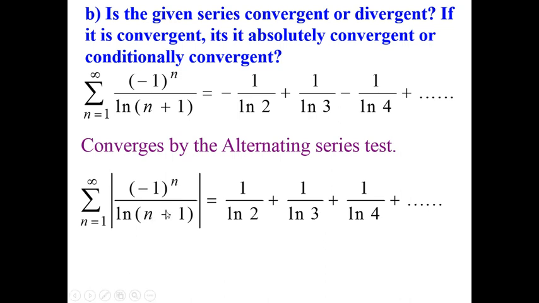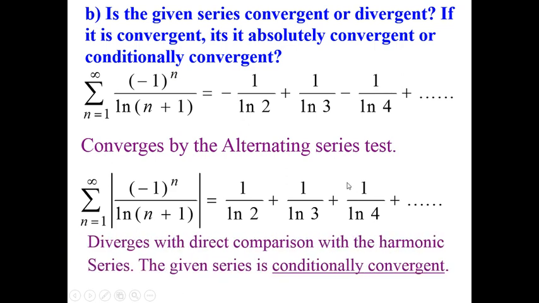And then we take the absolute value. The absolute value is going to be considered positive, positive, positive. But this one will be considered divergent by direct comparison with the harmonic series. The harmonic series is like 1 over n for the comparison. Because the harmonic series is divergent, this one is also divergent. The given series is conditionally convergent, because without the absolute value it converges, but with the absolute value it diverges. So this one is called conditionally convergent.